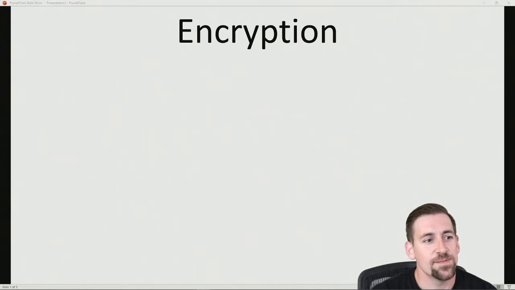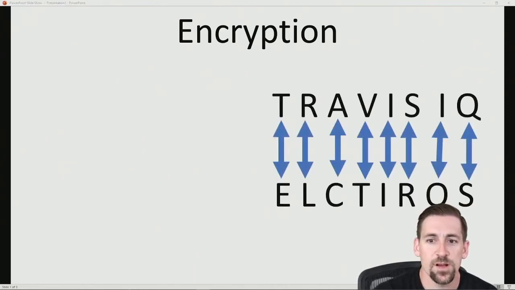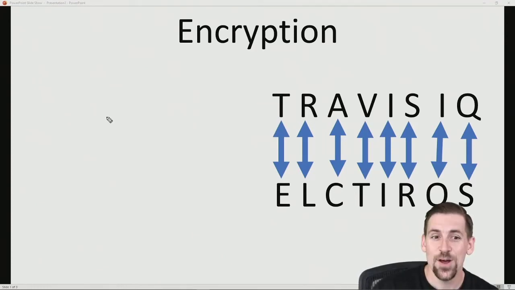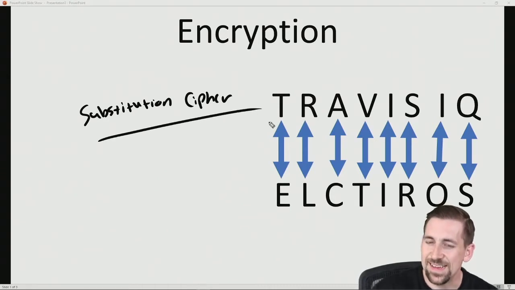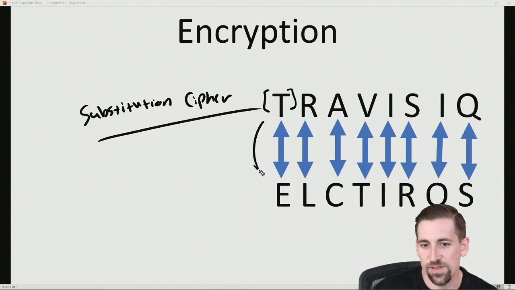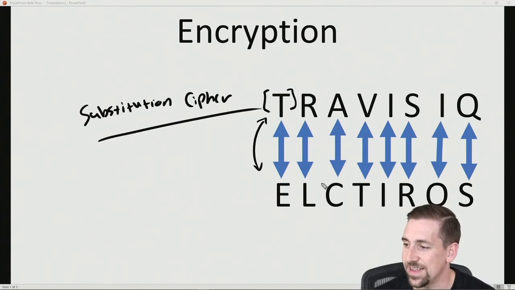Let's think about some obvious obfuscation mechanism. All right, so how do we encrypt data? What I'm showing here is a substitution cipher. And what this means is I take one letter and I substitute it with another letter. Right, so in this case, a T is always going to be substituted with an E. An R is always going to be substituted with an L. An A is always going to be substituted with a C, and so on and so forth.